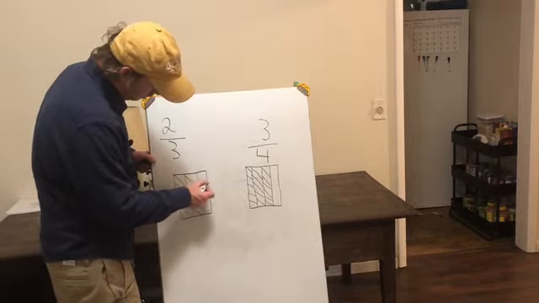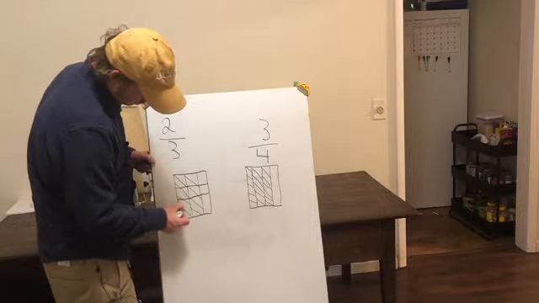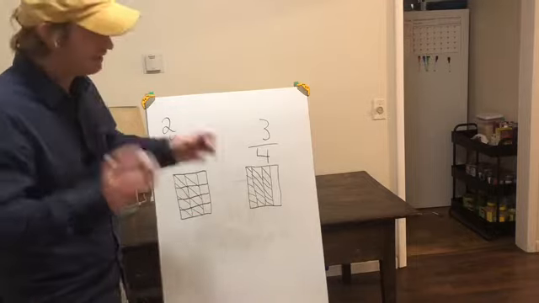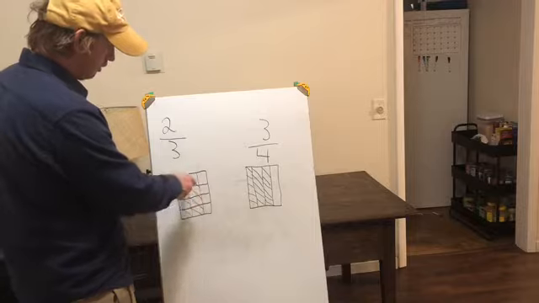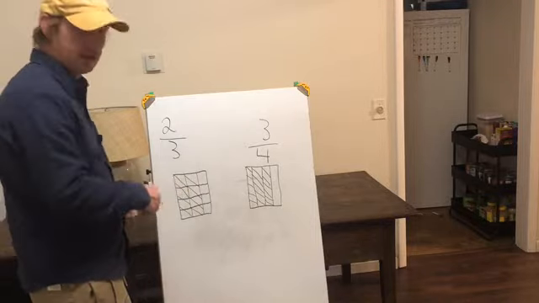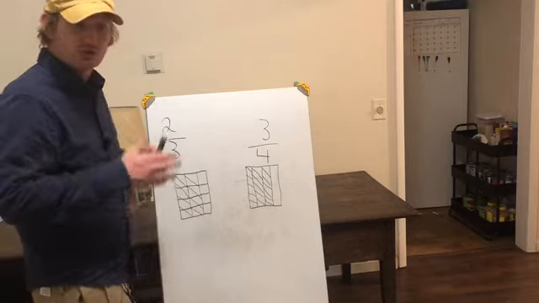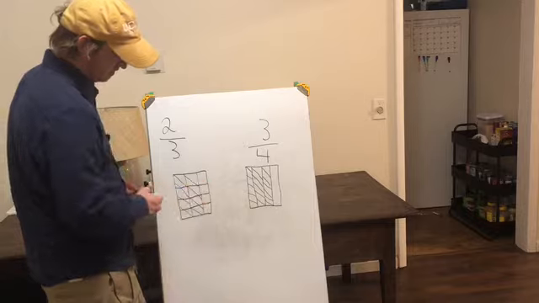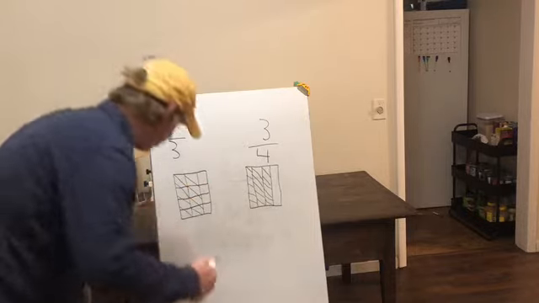So 1, 2, 3, and 4. I didn't change the size of my box, but I changed the total number by adding in 4 more sections. So now we have 1, 2, 3, 4, 5, 6, 7, 8, 9, 10, 11, 12. We have 12.